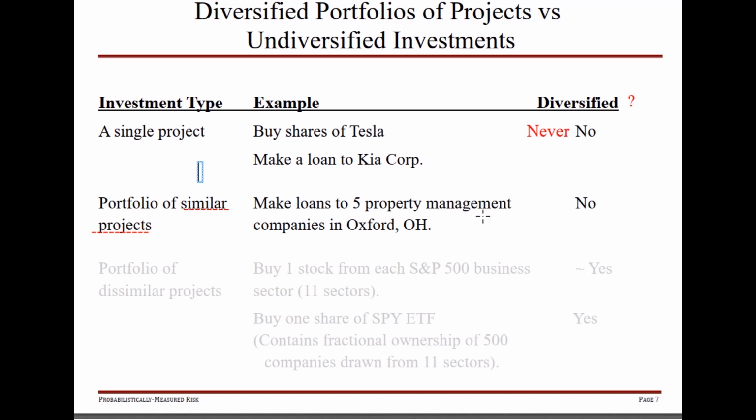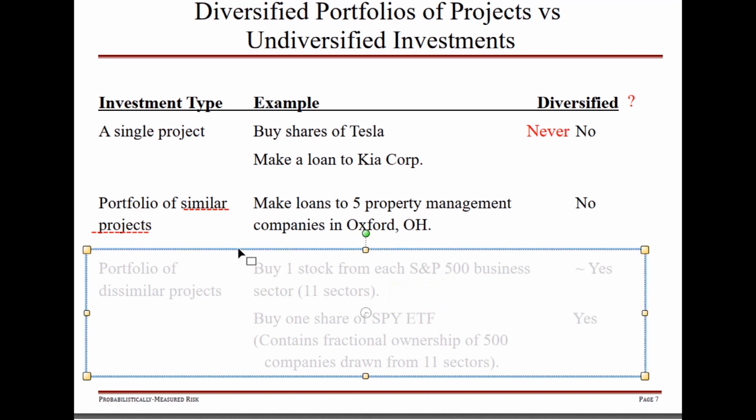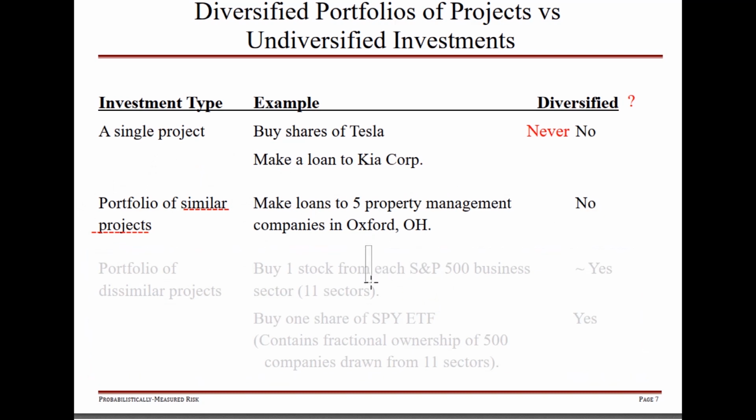No. And the reason why we could see again in the COVID crisis is that virtually all of the property managers in Oxford, Ohio are focused on student housing, and the student housing demand completely collapsed in COVID. So if we had made 5 loans, very high probability that all 5 companies could have gone bankrupt during the COVID crisis. So even though we have a portfolio, we have a bunch of projects, because it's not diversified, it's not really very good. So let's see if we can do better.